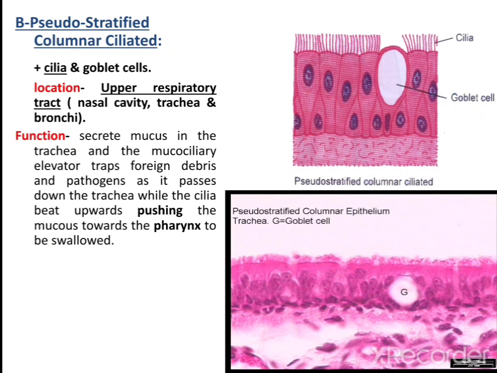The function of this kind of epithelium is secretion of the mucus in the trachea, and the mucociliary elevator traps the foreign debris and pathogens as it passes down the trachea, while the cilia beats upwards, pushing the mucus towards the pharynx to be swallowed.